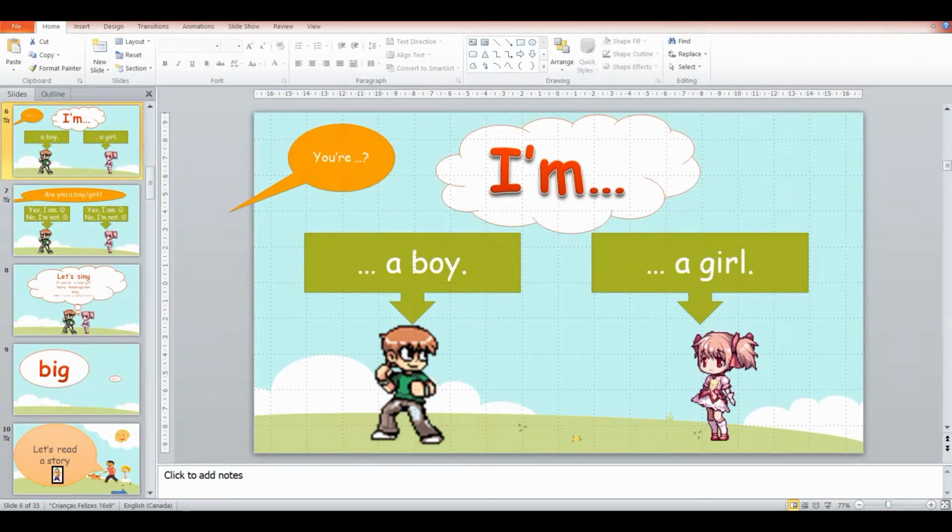So here, I will say, as a demonstration, I'm a boy, and give a thumbs up and say yes. And I'll also say I'm a girl, and I'll try and gauge what their reaction is, but I'll probably have to just give a thumbs down and say no. And then I'll start pointing out students. You're a boy, you're a girl, you're a girl, you're a boy, and so on.